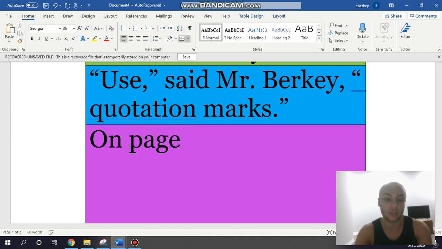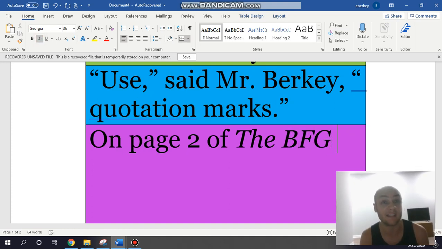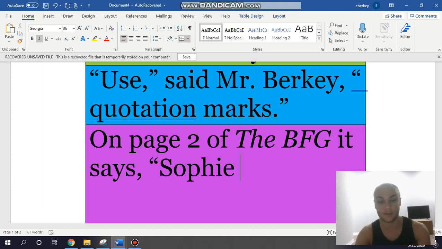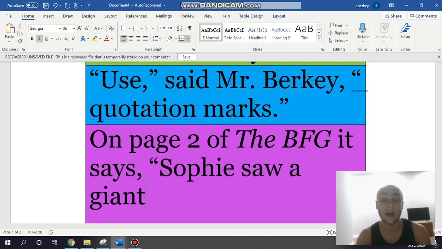On page 2 of the BFG, the reason I used italics to show that that is the title of a book, it says, I need a comma, I need quotation marks. We put the comma to show we're about to use quotes from the book. We put quotation marks to show these are not our words. It says, Sophie saw a giant. I'm not sure if it said that on page 2. I just made that up.